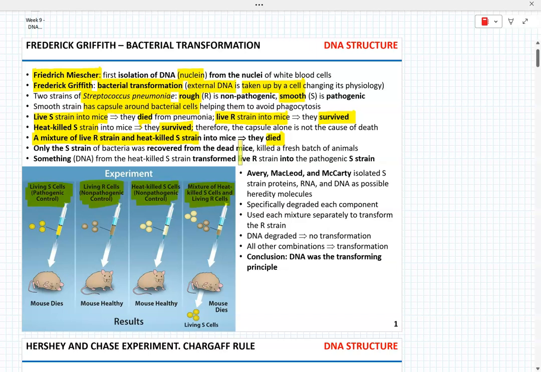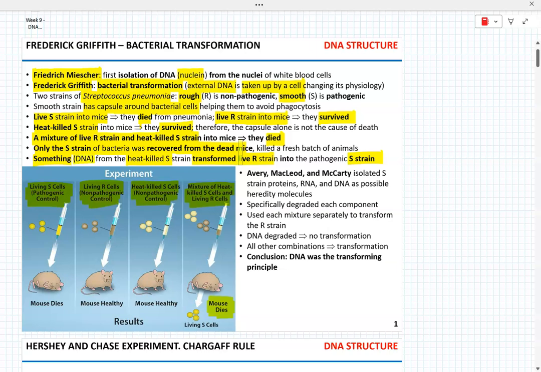When Griffith recovered the bacteria from the dead mice, he only recovered the S strain, which maintained its pathogenicity. Obviously, something from the heat-killed S strain changed the live R strain into the pathogenic S strain, and that something was DNA.